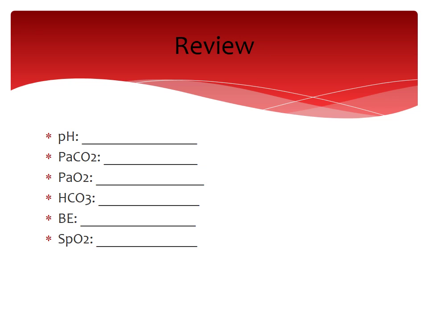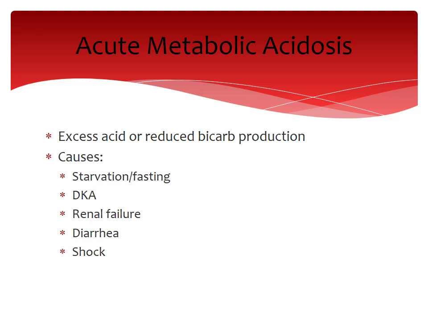All right, so let's review here quick. If you want to write down these numbers. What's a normal value for pH? 7.35 to 7.45. PaCO2, 35 to 45. PaO2 is 80 to 100, knowing there's 3 hypoxic ranges less than 80. Bicarb is 22 to 26. Base excess is -2 to +2, and your SpO2 is 90 to 100.